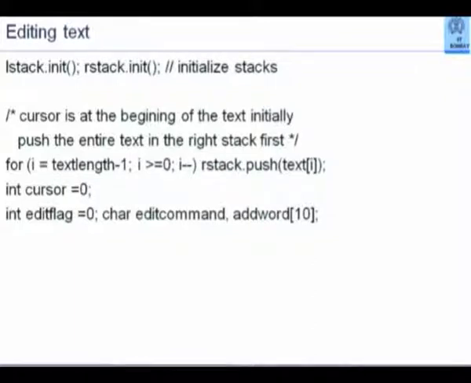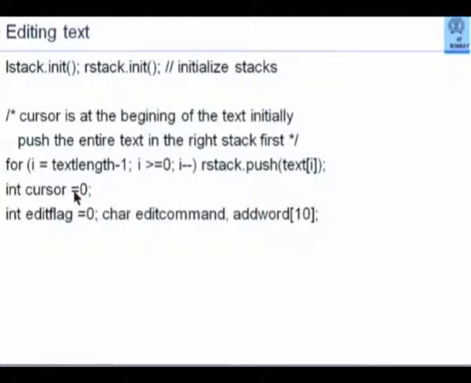But how will I have to push? In the reverse order. Remember, the right stack should contain the characters as they will appear in the right order. So the first element should be at the top, second element should be next, and the last element should be at the 0th element. So notice how I am inserting or pushing text. I am moving I from text length -1 till it becomes equal to 0 in steps of -1. So if the text length was 26, I take the element number 25, push it first, then element number 24, 23, 22, and then element number 0. So all my input text has been pushed onto the right stack.